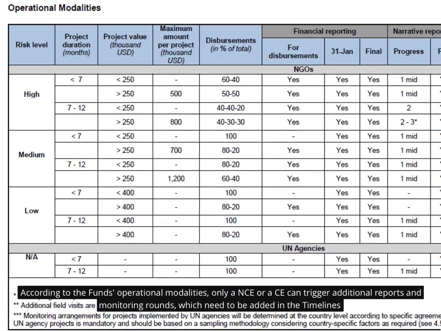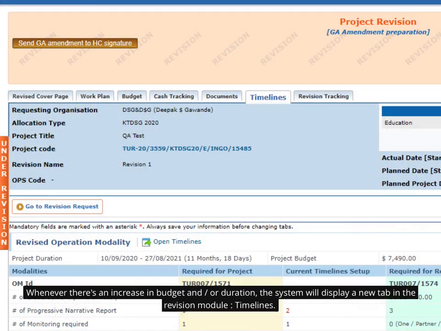This is because according to the fund's operational modalities, only a NCE or a cost extension can trigger additional reports and monitoring rounds, which would need to be added in the timelines of the project. Whenever there's an increase in budget and/or duration, the system will display a new tab in the revision module, Timelines.